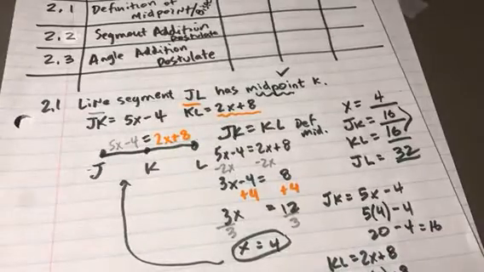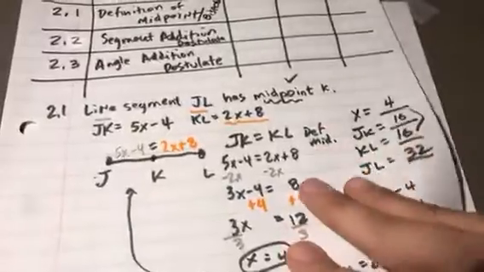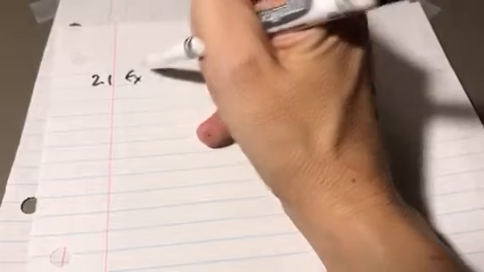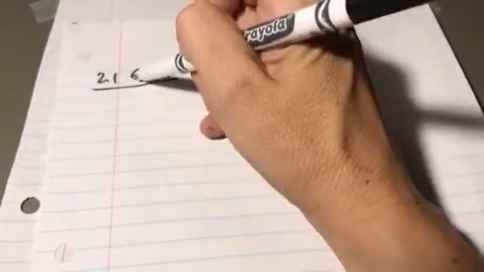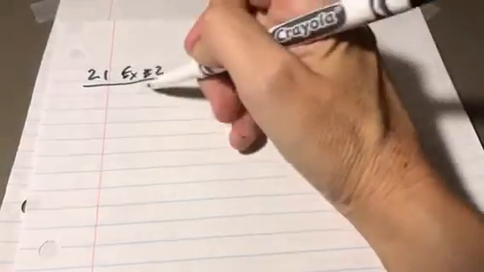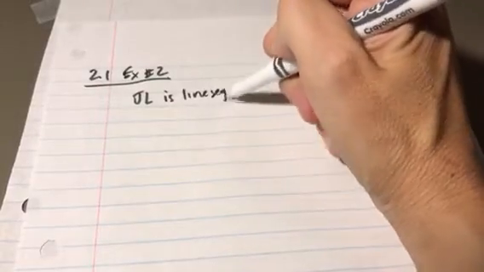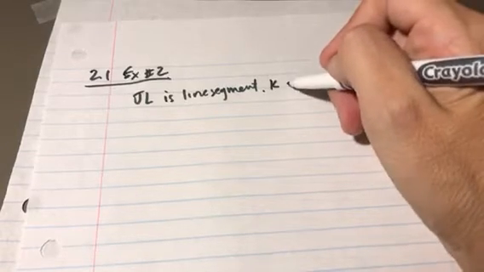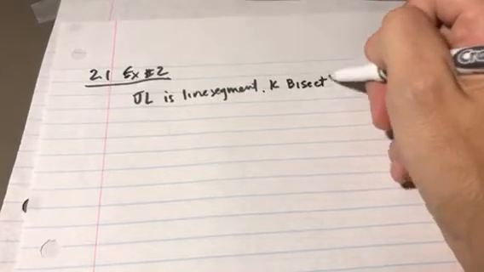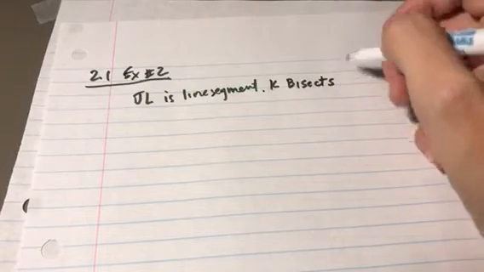Fabulous. Okay, I'm going to give you one more midpoint problem. What if they asked it a different way? So this is 2.1 example number 2. Okay, well, what if they gave you same thing, same definition. JL is a line segment. K bisects. So it sounds exactly alike, but they say K bisects the line segment.